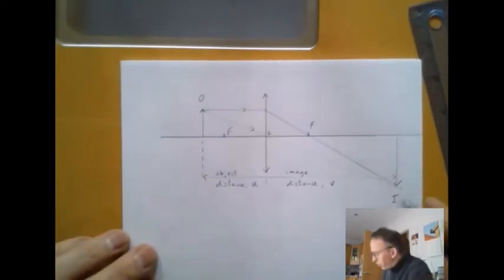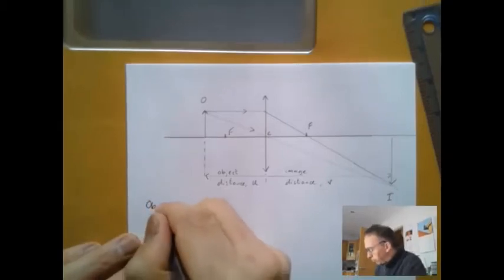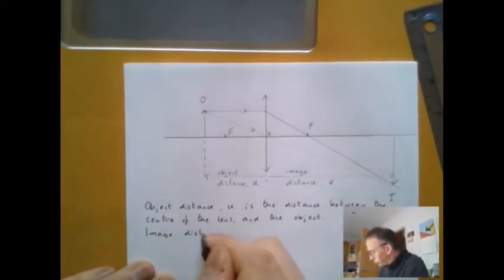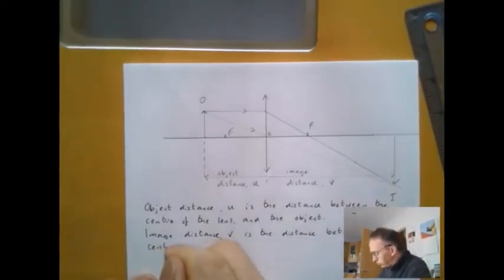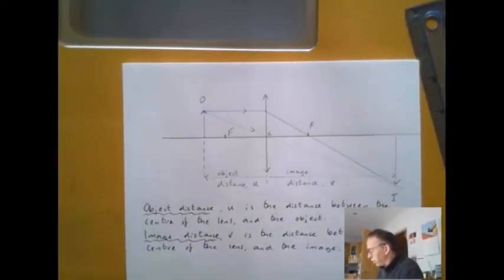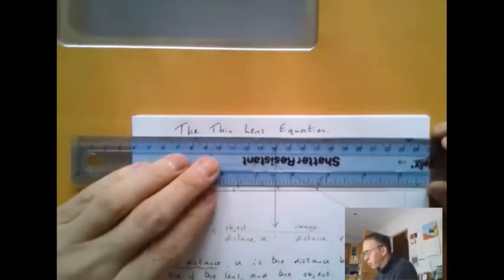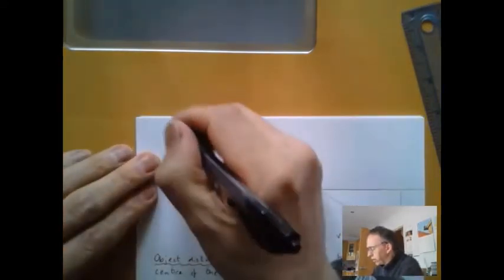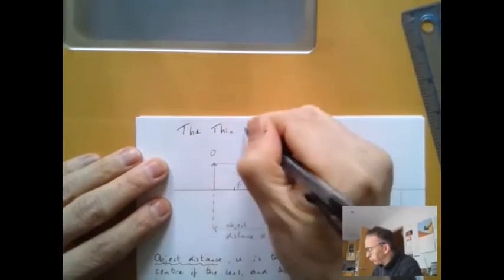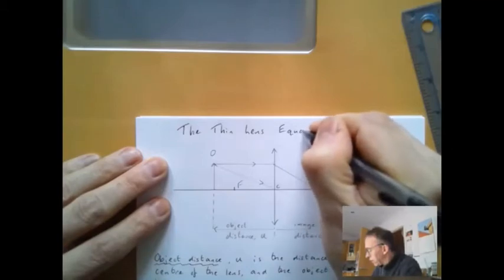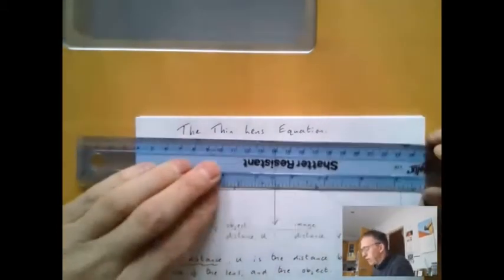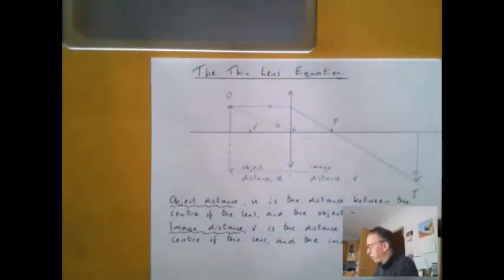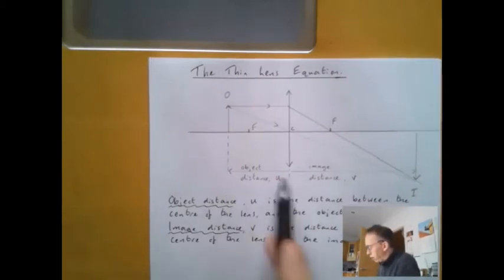Okay, so I'm going to write the definitions underneath. So, object distance. Now, we'll put a title on this. And as before, you can be making your own notes, basically reproducing these notes in your lab notebook. I might stick these in later, but I'm doing it on a blank page because I think it's clearer. Okay. So that's the object distance, that's the image distance.